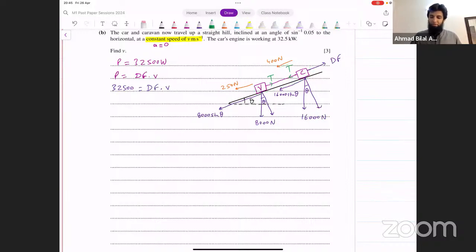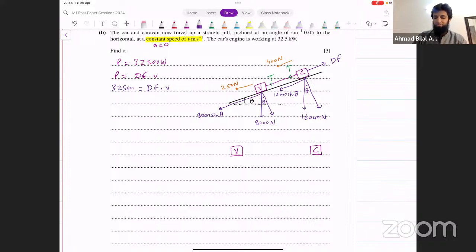And you could say, just subtract from the forward forces the backward forces and put them equal to 0. Or you can do them separately. That's also fine. If you're used to doing that, you've got the caravan, you've got the car. Let's use resultant force equals mass into acceleration, both of them separately.